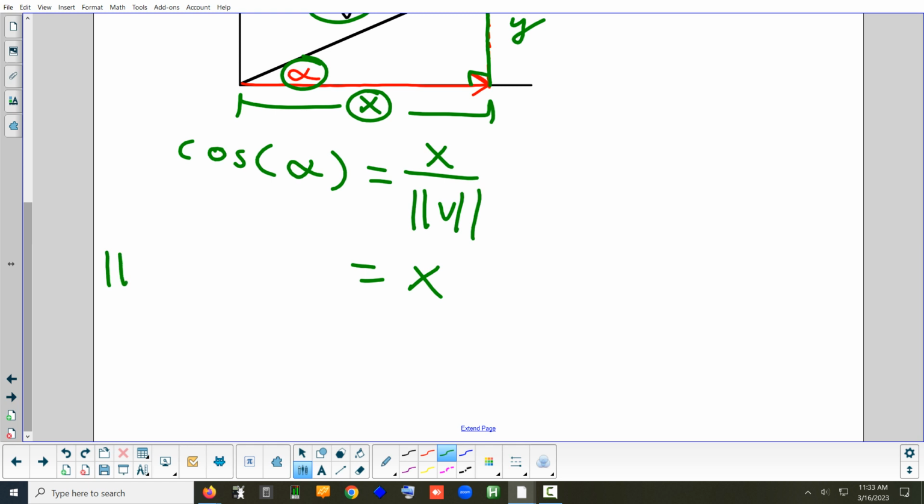Multiply both sides by the magnitude. So the horizontal component of the vector is the magnitude, which is the speed that the object is traveling, times the cosine of the angle the object is traveling at.